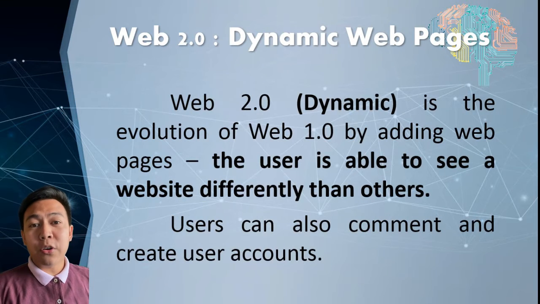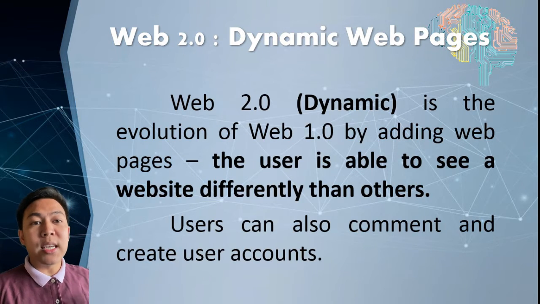So Web 2.0, or what we call dynamic, is the evolution of Web 1.0 by adding what we call users, and they are able to see the website differently from others. Users can also comment and create user accounts with Web 2.0.